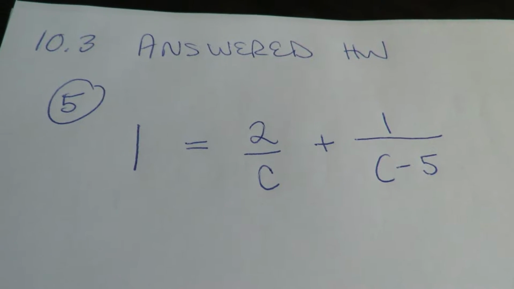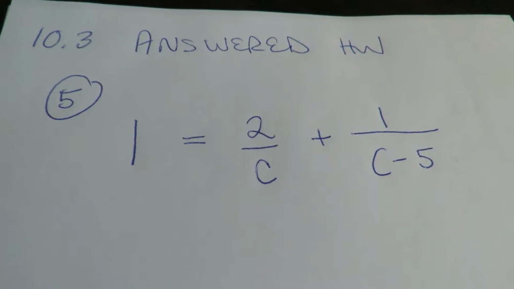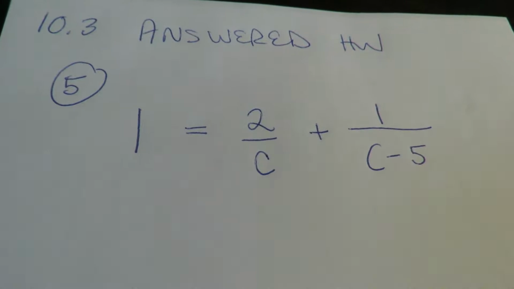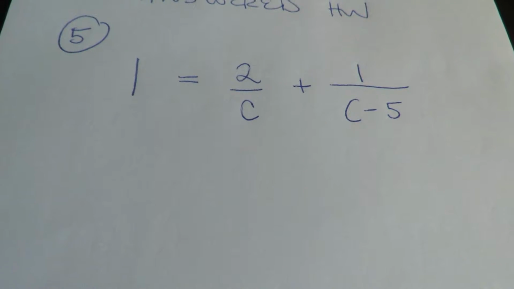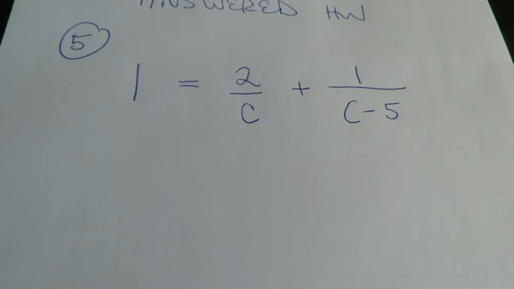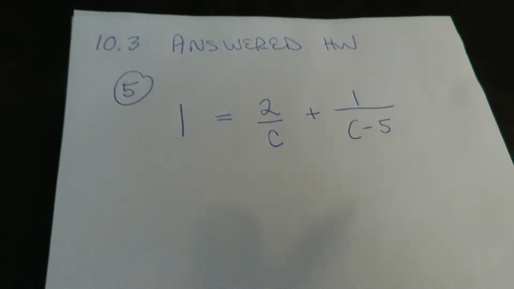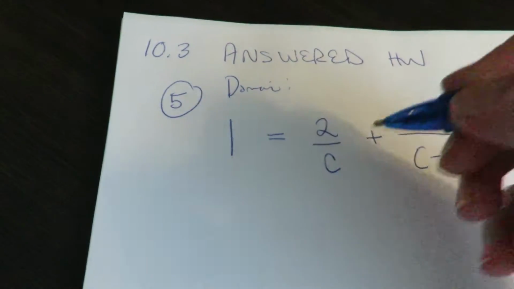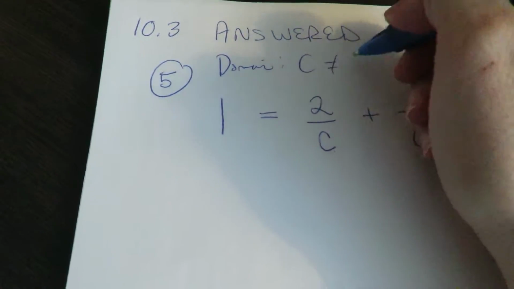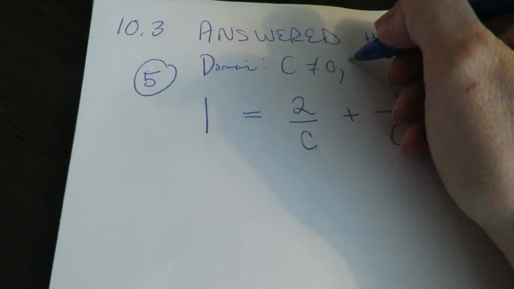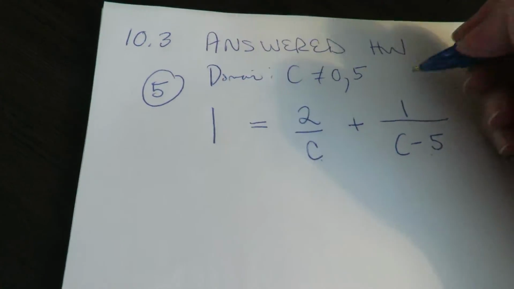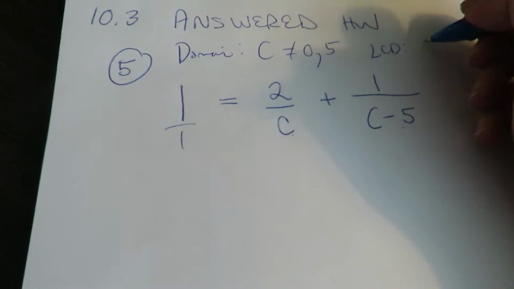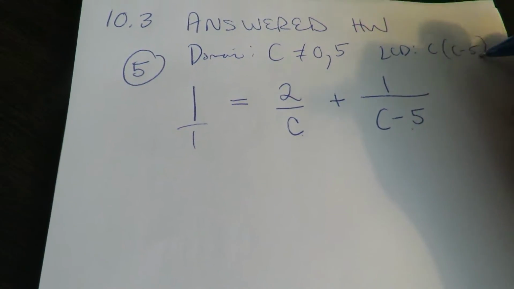Okay, gang, this is 10.3, number 5. So the first step on this one again would be to factor. If there was anything to factor, there isn't, so we'll go right to saying what the domain is. The domain here is C cannot be 0 and C cannot be 5. The LCD for this, since this would be over 1, is C and C minus 5.